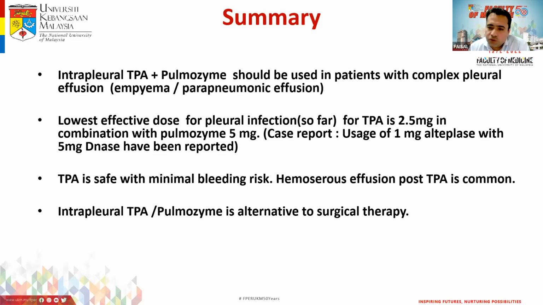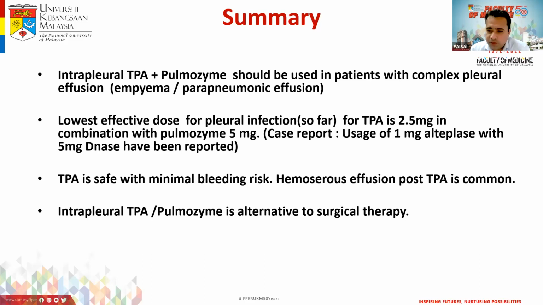And the lowest effective dose for the combination of altiplate and palmozyme, based on international studies, based on the paper done by Gary Lee et al., called the ADAPT-2 trial, is actually 2.5 milligrams of altiplate in combination with 5 milligrams of palmozyme. But bear in mind that there are some case reports using a very low dose of 1 milligram altiplate with 5 milligrams DNase in patients with thrombocytopenia.